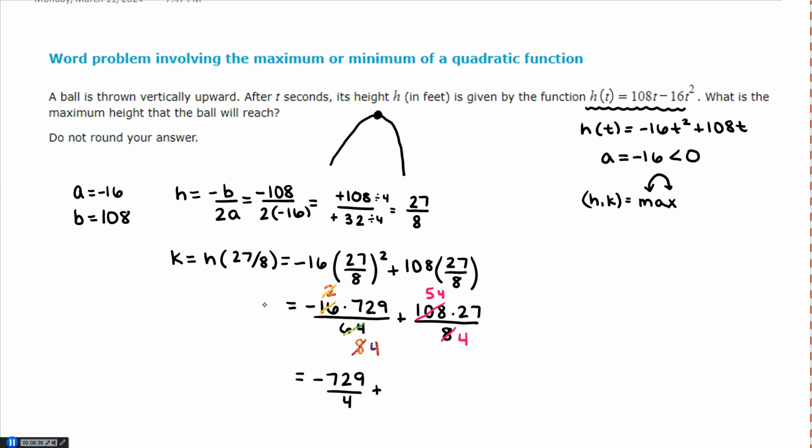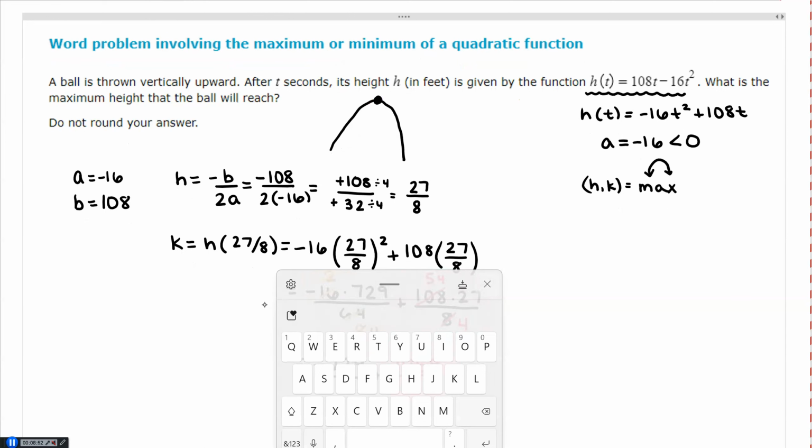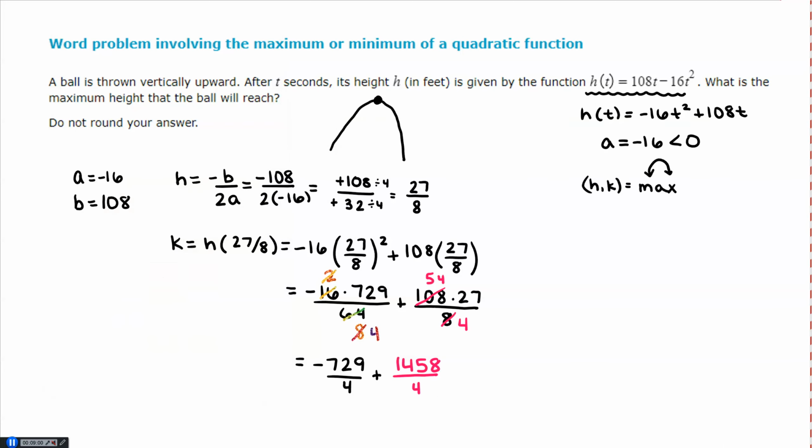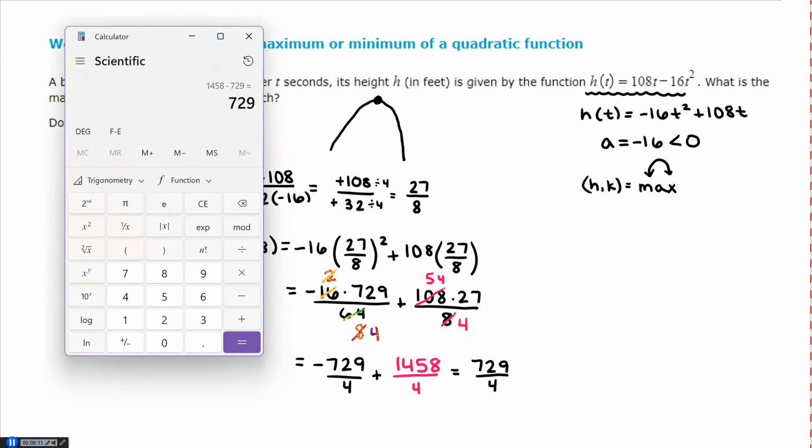So I've got plus 1458 over 4. And the reason I kept them both over 4 is now I can just add them. So 1458 minus 729 equals 729. Hey, that's pretty cool. So this equals 729 over 4. And just so you can get an idea of what that number is, that's 182.25.